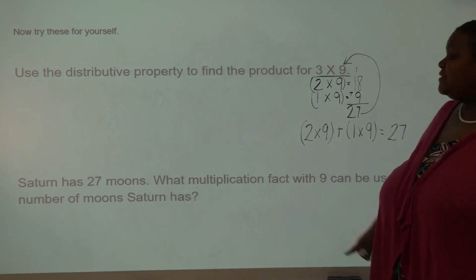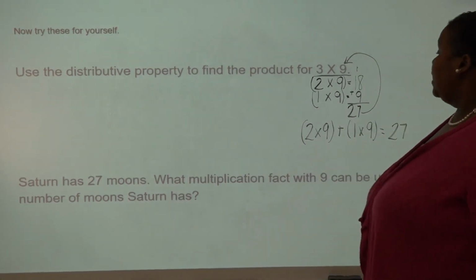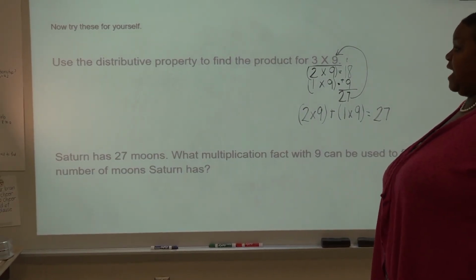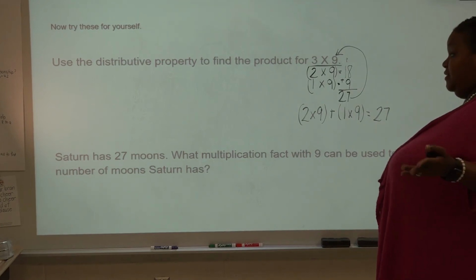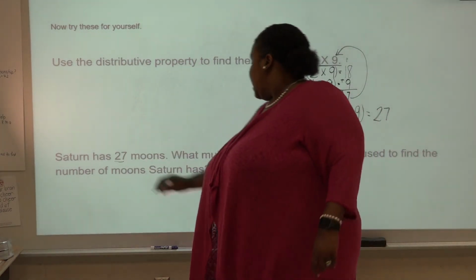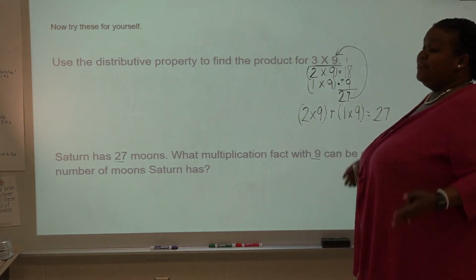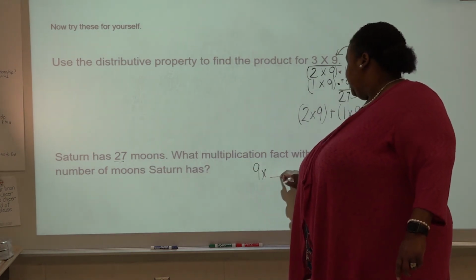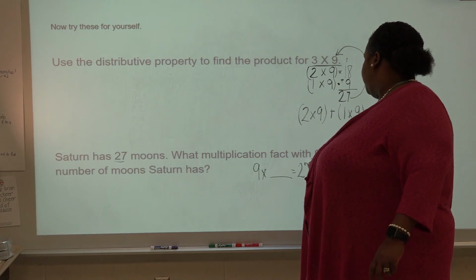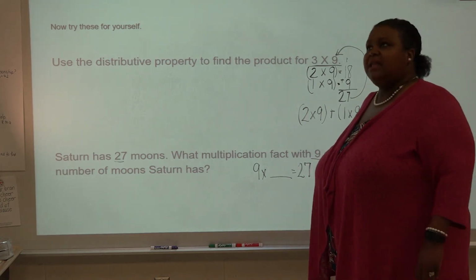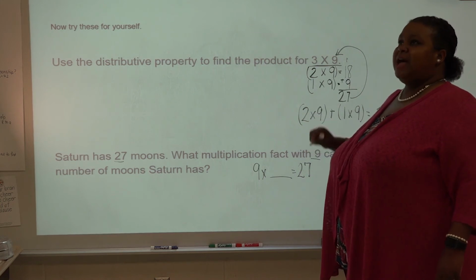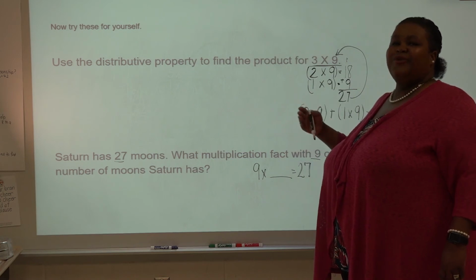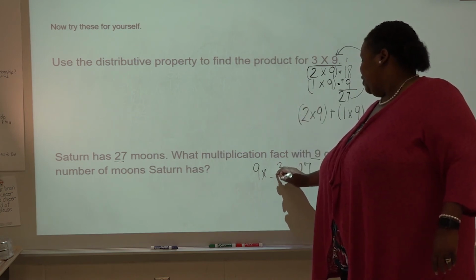And the last one, Saturn has 27 moons. What multiplication fact with 9 can be used to find the number of moons Saturn has? So it's giving me the product, which is 27, and it's giving me a factor, 9. So I have an unknown factor. So I could say 9 times blank equals 27. Okay. 9 times 1, 9. 9 times 2, 18. 9 times 3, 27. So a 3 would go there.